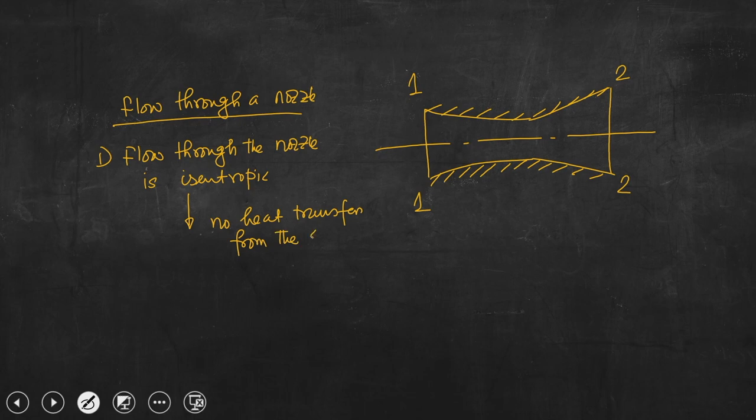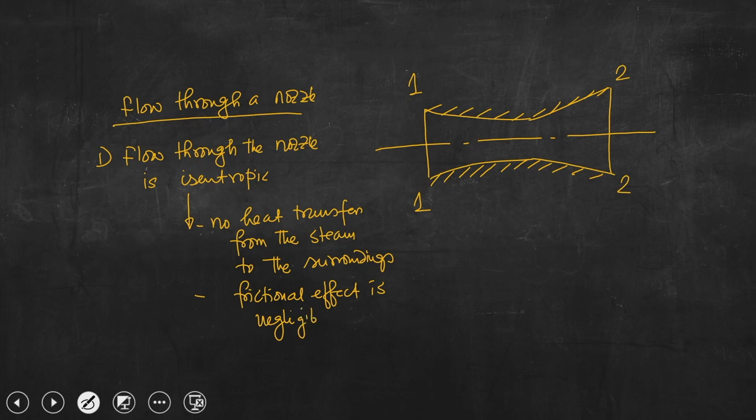From the steam to the surroundings, right. Number 2 is frictional effect, which I can say is negligibly small.